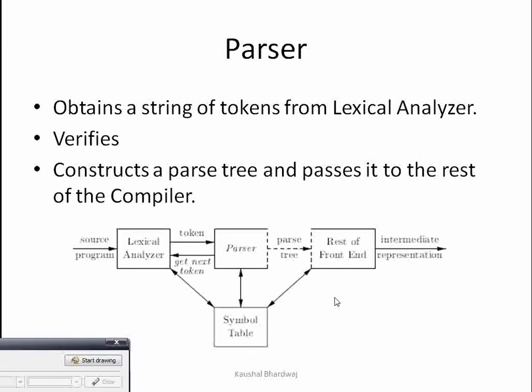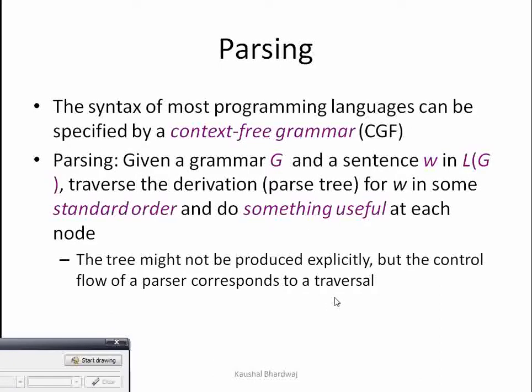So in the parsing process, you can understand that we usually use context-free grammar. Most of the programming languages use context-free grammar. And while parsing, what is being done is, given a grammar G and a sentence W, we try to verify whether this sentence is acceptable according to the rules of the grammar or not.